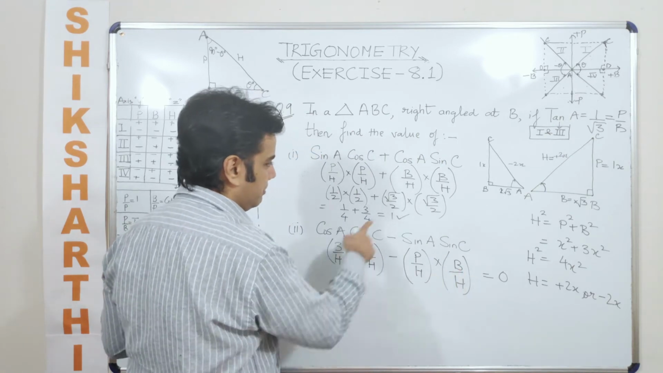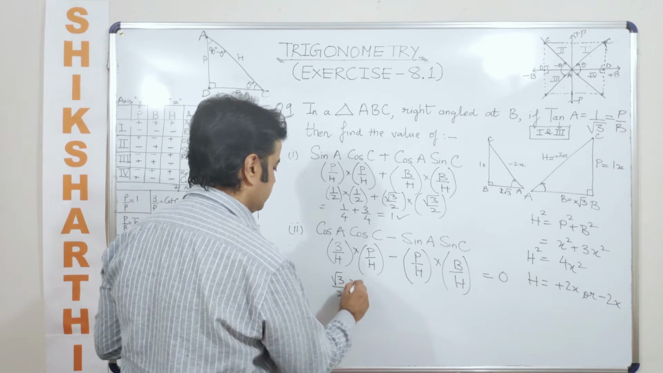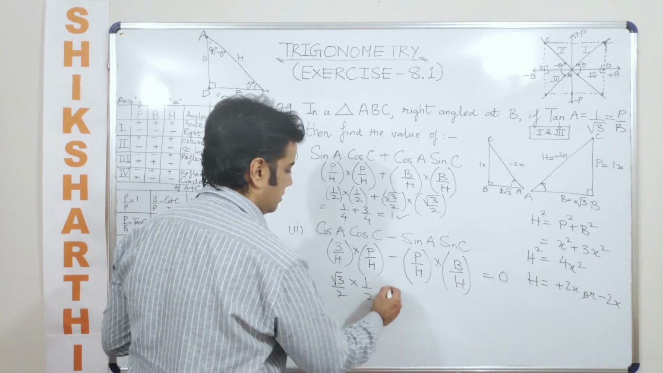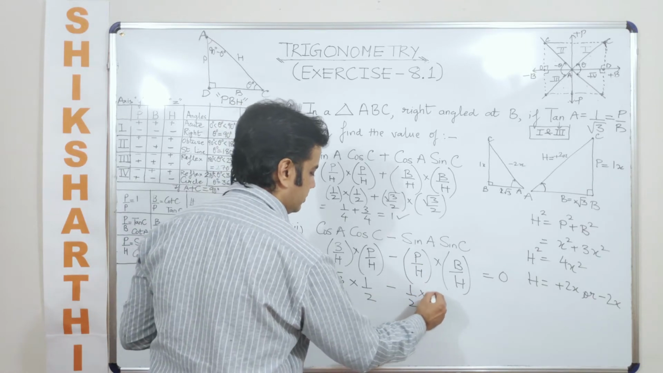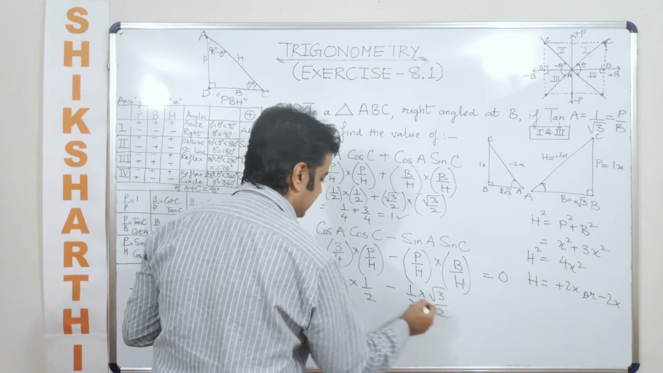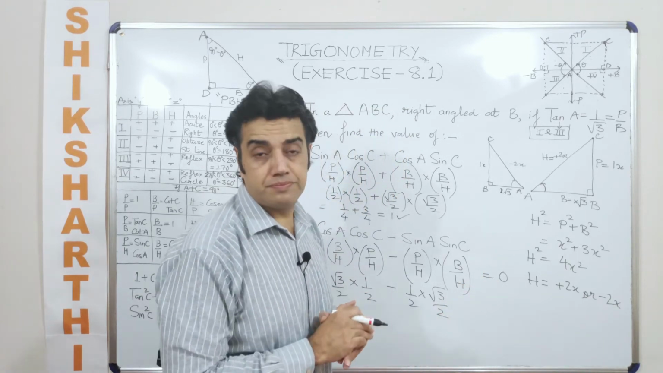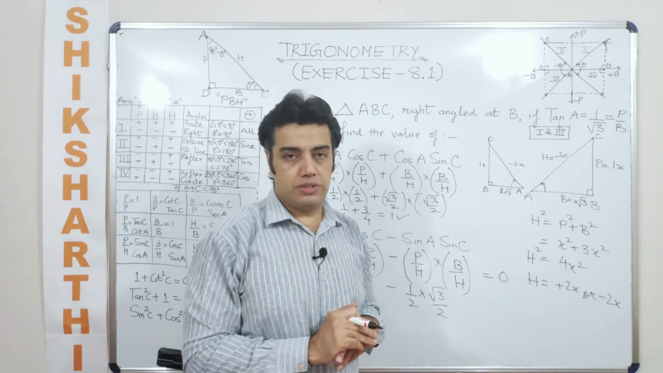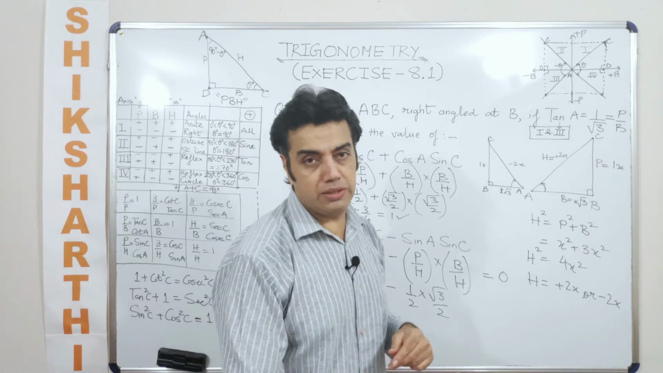Now, do you know the value of B by H? Yes, B by H is root 3 by 2. P by H is 1 by 2. Minus P by H is again 1 by 2 into B by H, which is root 3 by 2. So which is just like saying root 3 by 2 minus root 3 by 2 is equal to how much? 0. Hope you understood this, right? Let's move on to the next question, which is question number 10.